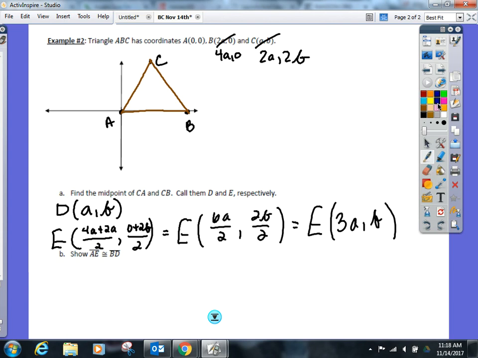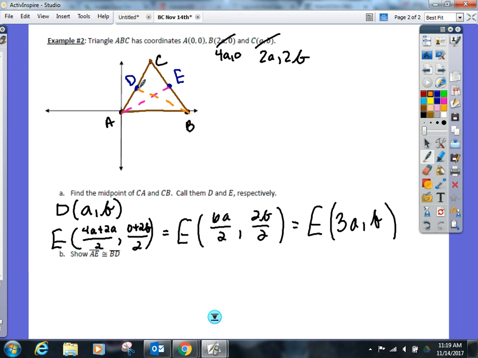All right, let's put them up. Let's see, point D was the midpoint of CA, so here's D, and here's E. Ready for this last part now. I want you guys to prove to me that AE, this line segment right here, is congruent to line segment BD, this one right here. What am I going to need to prove the two are the same length? Distance formula. Ooh, distance formula with variables. It's going to get crazy.